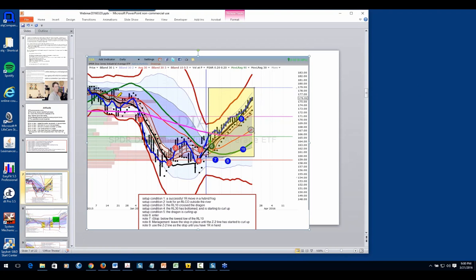So if you step back and look at this at the macro level, you got this great big cluster in here. Notice how tightly compressed all this stuff is in this sideways quiet channel. Look how pinched the Bollinger Bands are. And so all we're going to do is take the breakout from the Z3. That's just a Z3 breakout. That's all that is.